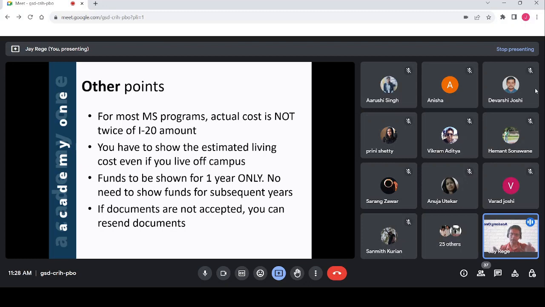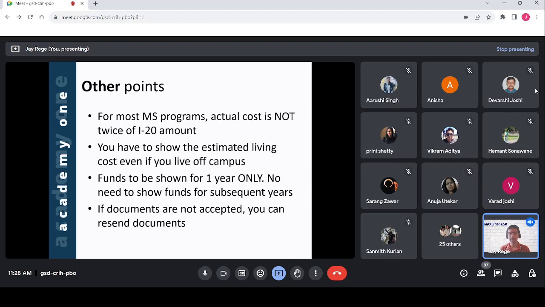Now, the actual program is also 36 credits, and you may not actually take your credits like 12, 12 plus 12 in the summer. You might do 12, 9, and maybe you might do a summer internship and then come back and do one more semester of 12 credits. So, don't think that the cost of my program is going to be double of that, because that is not going to be the case.